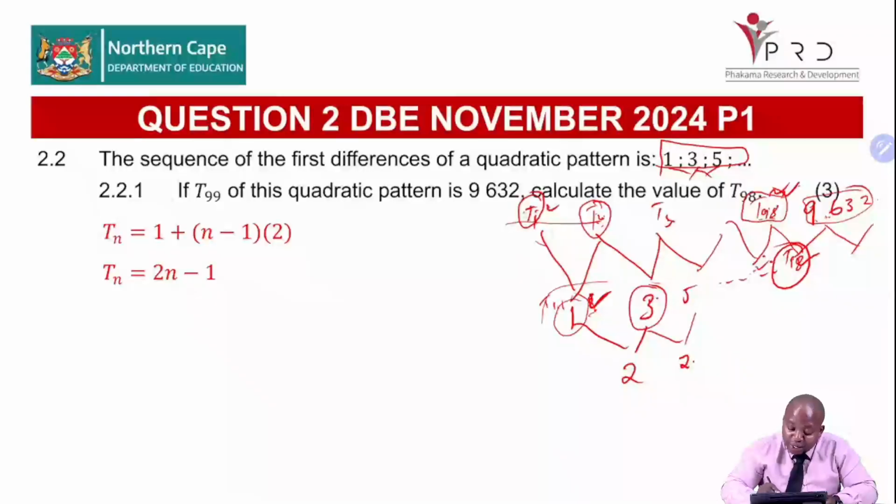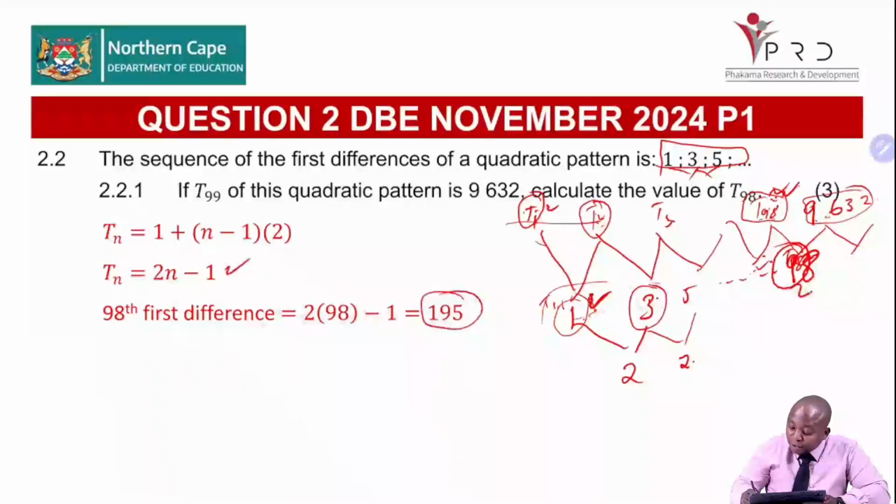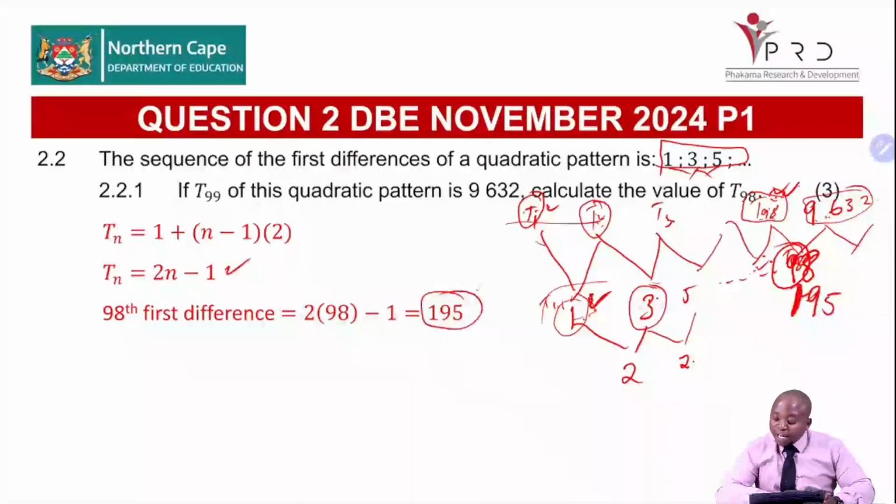So T1 on the quadratic, which is the first sequence, corresponds to T1 on the arithmetic. The same thing applies here: T98 on the original will also correspond to T98 on the arithmetic, which is on our first differences. So the 98th first difference is going to be what? I'm looking for this value right here. I have its general form. Tn equals 2 into 98 minus 1, which is 195. So the first difference that I get here is going to be 195.